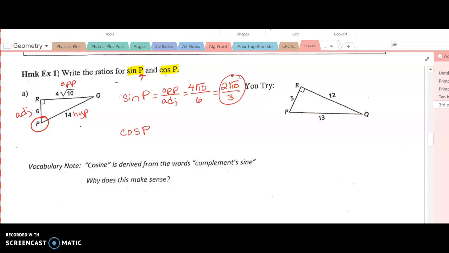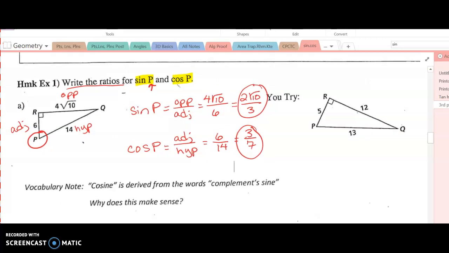And that's it. You don't have to solve for P, how many degrees it is. I just want you to write the ratios. Okay, same thing for cos P. This would be adjacent over hypotenuse. And so that would be 6 over 14, which reduces to 3/7. Okay, so pause the video and you try.